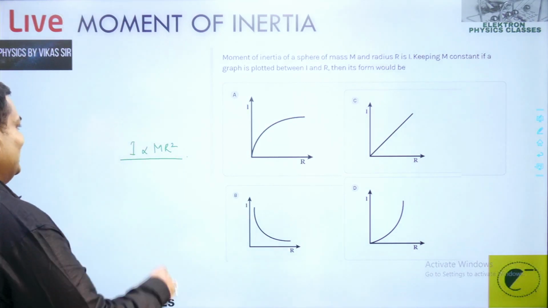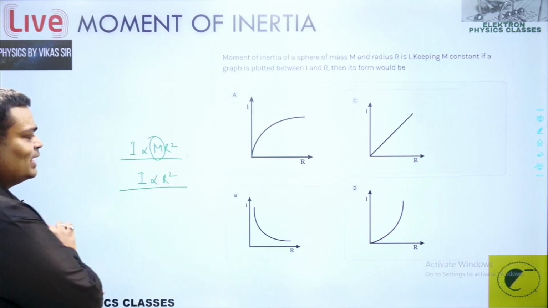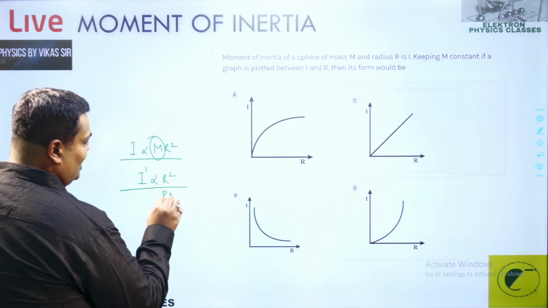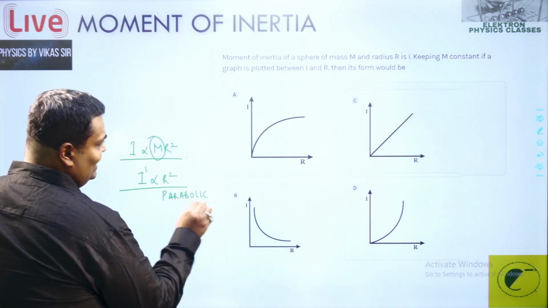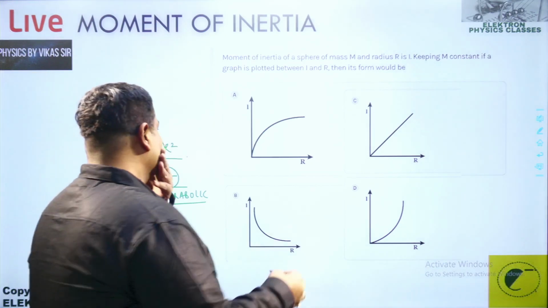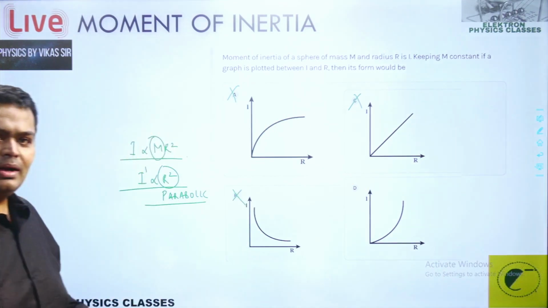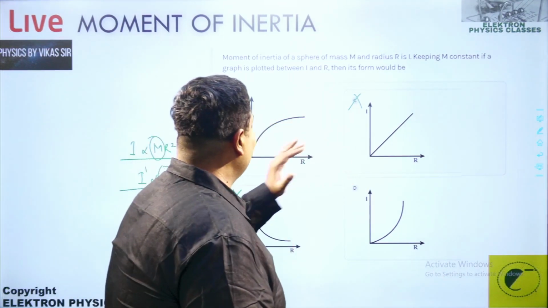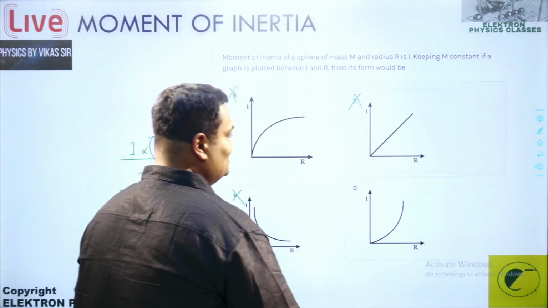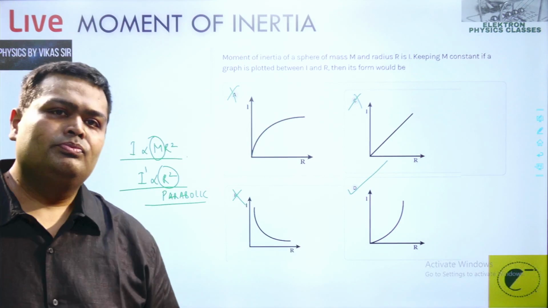M is kept constant, and a graph is plotted between I and R, so I is proportional to R square. That completes the question. I versus R square, I degree is 1, R degree is 2. The graph is parabolic and increasing. R increases, I increases, so this cannot be there. It's a logarithmic graph. It's a linear graph. It's a rectangular hyperbola: R increases, I decreases. This gets saturated: R further increases, I does not increase. It is not the case. I is a linear function of R, not the case. This is the only correct one. It's a parabolic function. R increases, I increases. Correct? Okay.